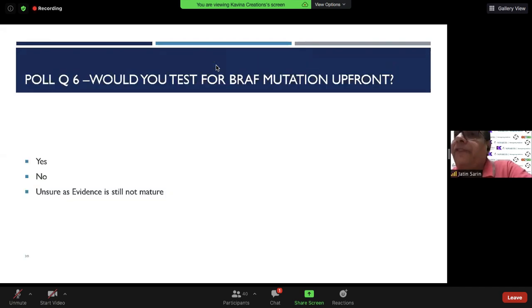Is there a case for upfront BRAF mutation testing? All the panelists, please. I think there is no rationale for upfront testing in BRAF because the mutation is only 2 to 4%.